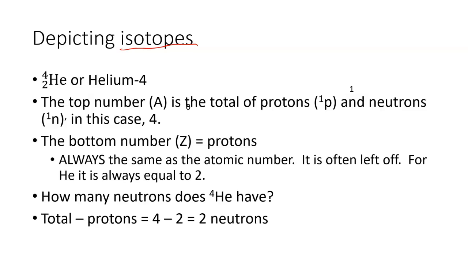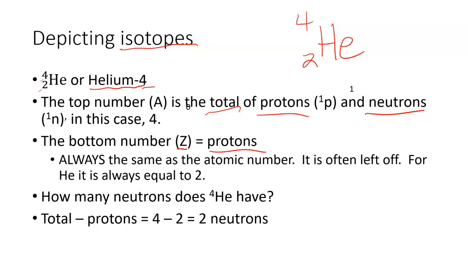So for example, I have helium-4 here. It can be written as helium-4 or helium with a 4 on the top and a 2 on the bottom. The top number is the total number of protons and neutrons. So in this case, it's 4. And the bottom number, Z, is our number of protons. We can always find that from the periodic table. So for helium, if we look on the periodic table, helium is element number 2, so it's always going to have a 2 there. That's the very definition of what helium is.